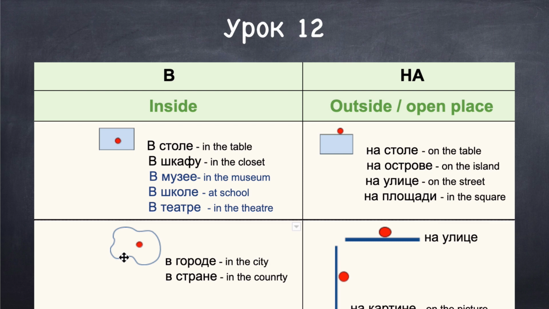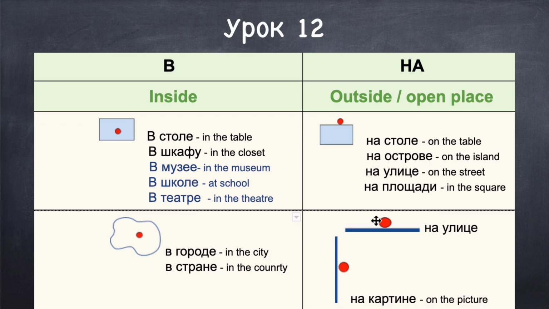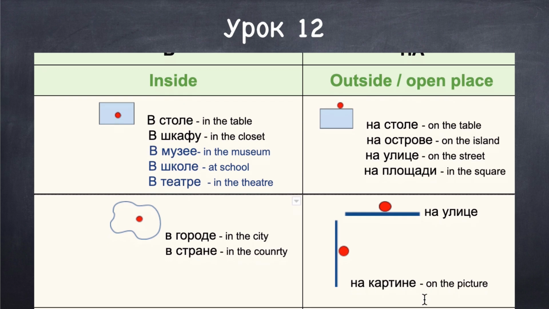Okay, preposition В is used with cities and countries. Of course, there are no visible borders, but there are administrative borders. And if you're within the city, you will say в городе. The country, of course, has its borders. Then, quite logically, в стране. Preposition НА will be used not only with horizontal surfaces, but also vertical surfaces. For example, we will say на улице, but also на картине, on the picture.